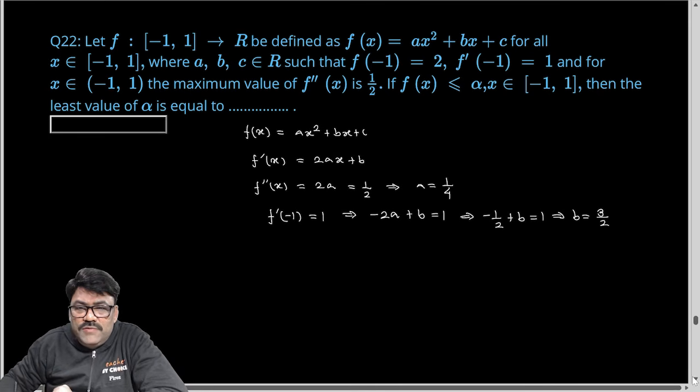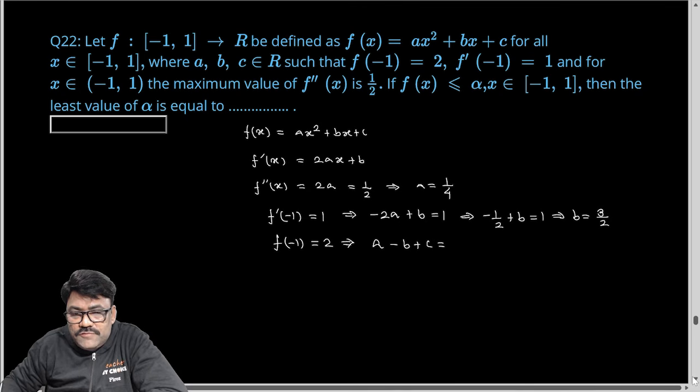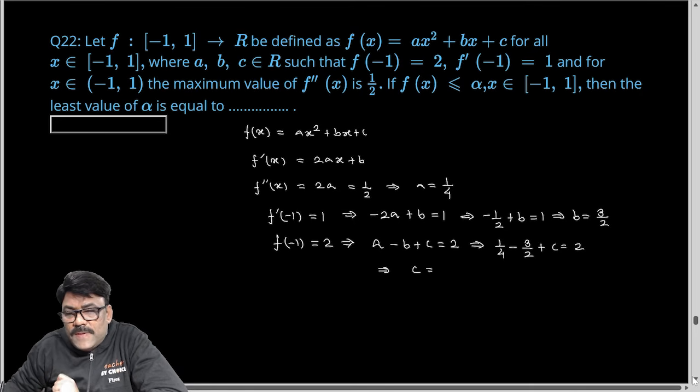One more piece of information is given. f minus 1 is 2. f minus 1 will be a minus b plus c. It is 2. a is 1 by 4, b is 3 by 2, plus c. It is 2. So it is 1 by 4 minus 6 by 4, which is minus 5 by 4. So c will be 2 plus 5 by 4, meaning 13 by 4.